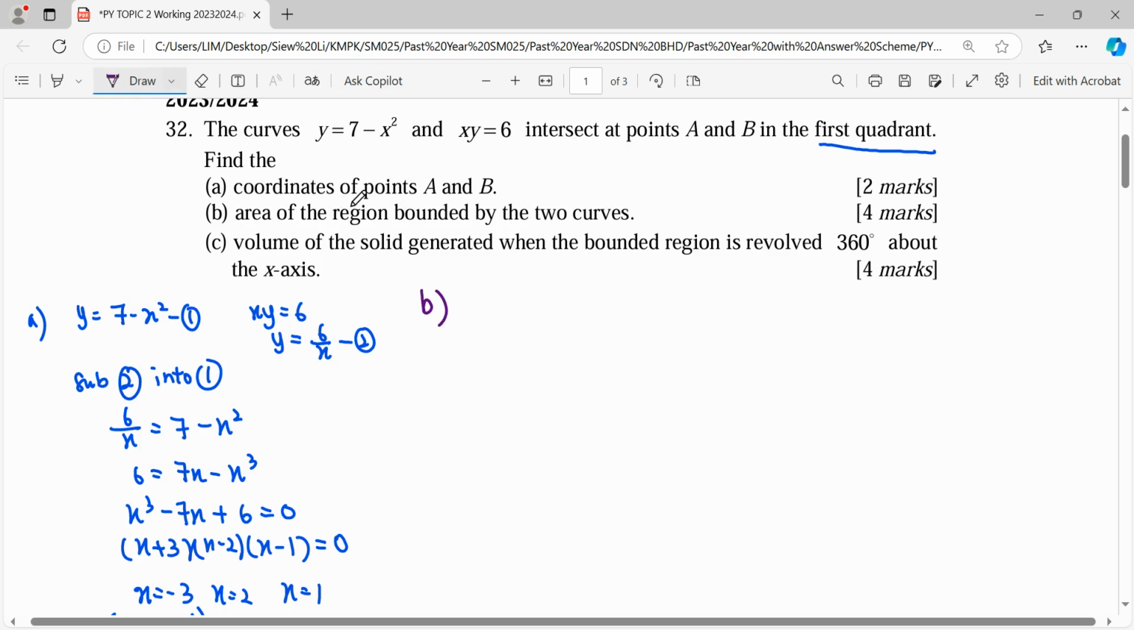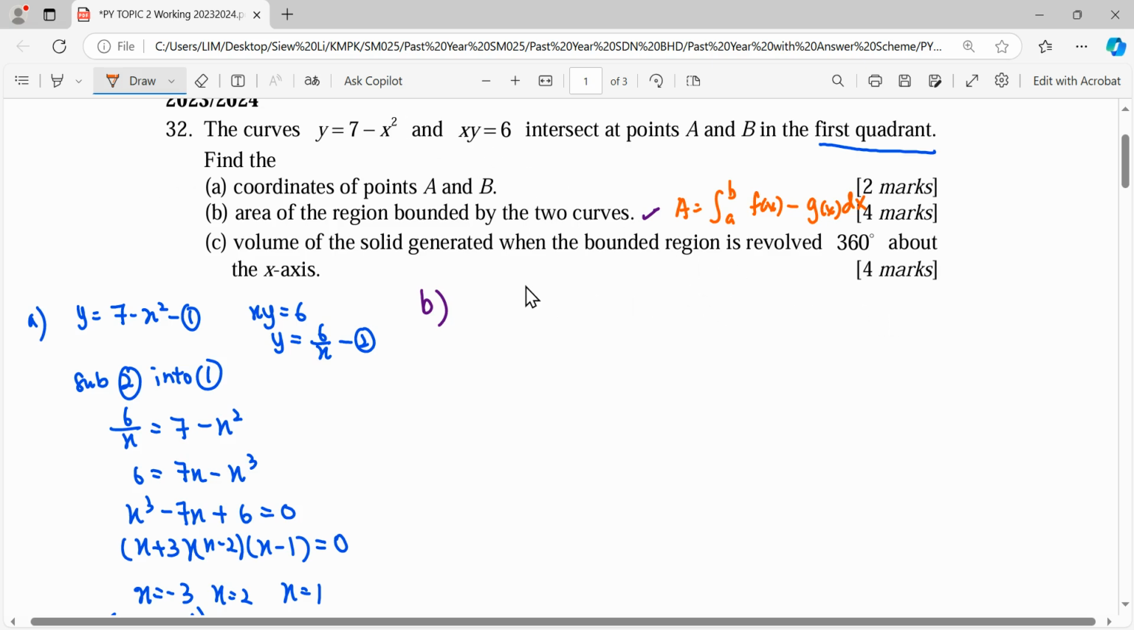where we need to find the area bounded by these two curves. So for two curves, the formula in finding area is to integrate from one point to another point, the function at the top minus the function at the bottom, with respect to x. So look at our function here.